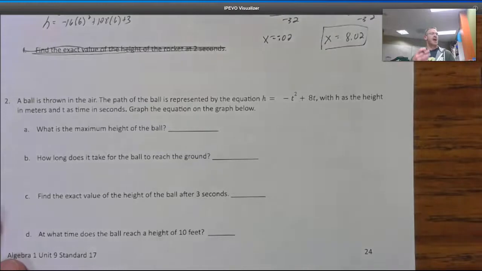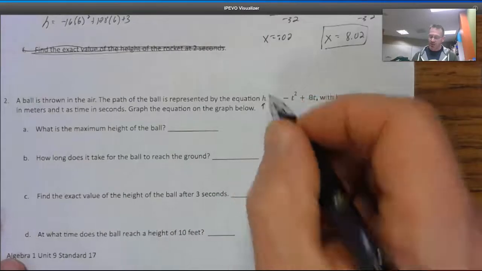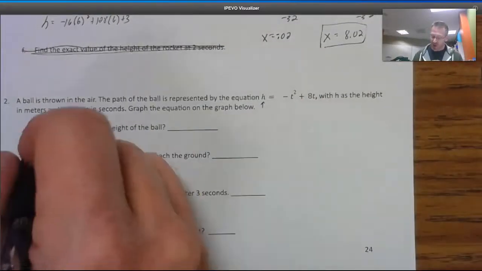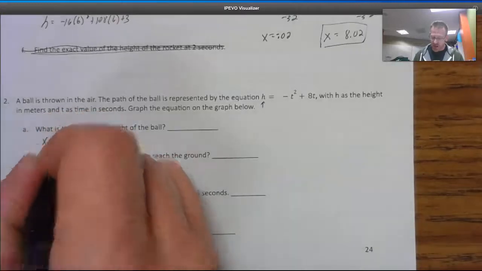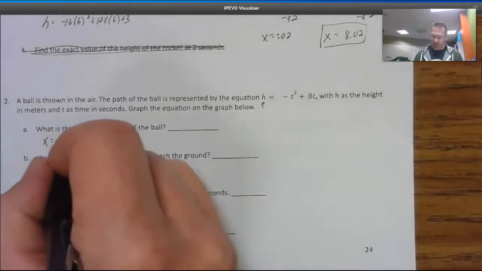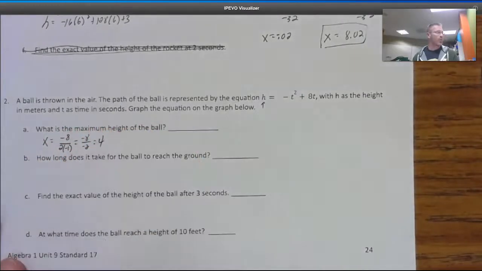Once again, anytime we see maximum or minimum, we know we are talking about the vertex. Then we have to determine, is that the x variable or the y variable? So what is the maximum height? When I look, height is the y variable. So we're going to start with negative b over 2a. So x equals negative b, times 2a. That's negative 8 divided by negative 2, which is 4.